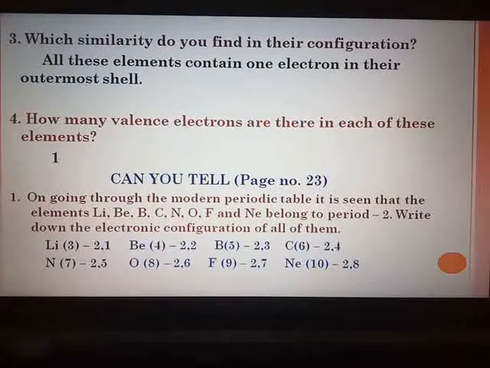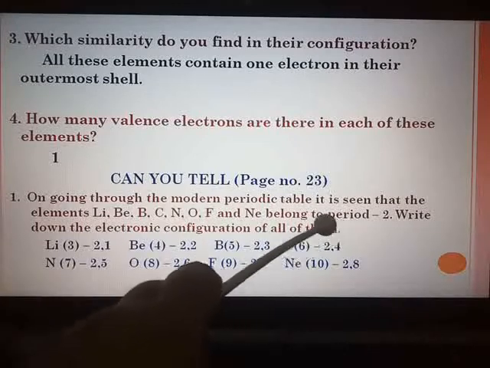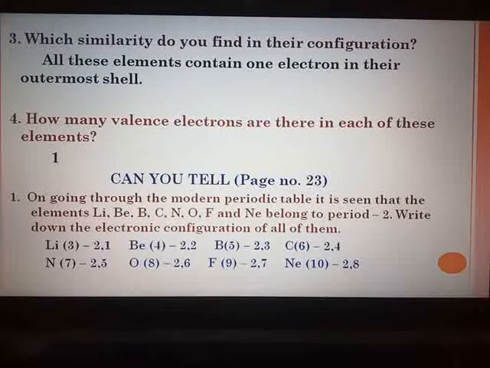different. Whereas in the case of the previous activity, the valence electron in each of the elements was 1, which was the same. Then what similarity you can see here? Each and every element has only 2 shells and hence they belong to the second period, because you know the shell number indicates the period number.